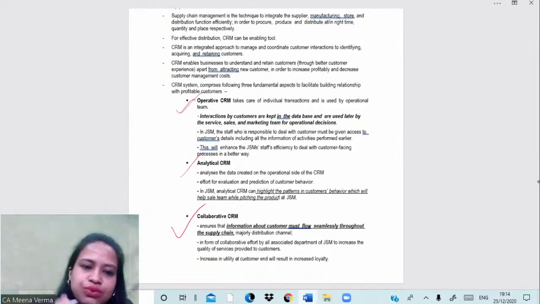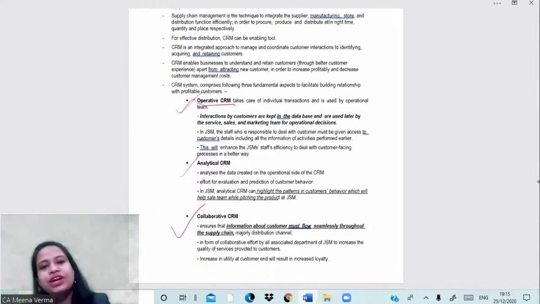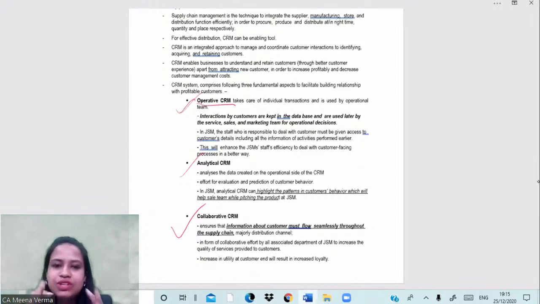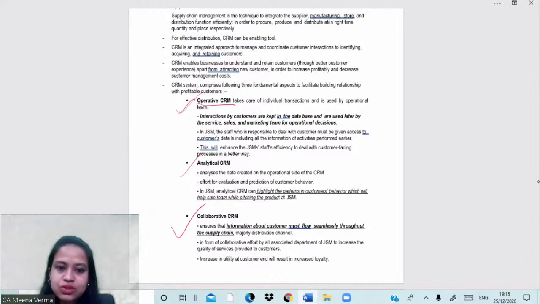So the first point, operative customer relationship management, is related to interaction with the customer. For building the relationship with the customer, it is very important to interact with your customer in order to get the feedback and to improve the organization. So interacting with them is very important, and for that you need data of your customer. So keep the data of your customer and try to interact with them.